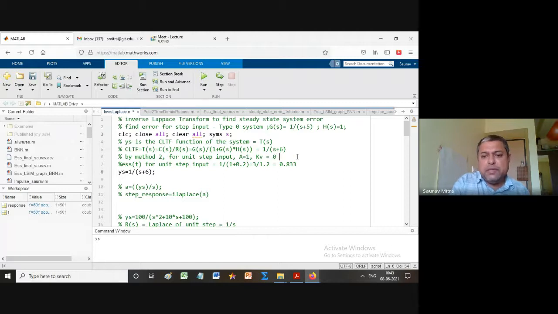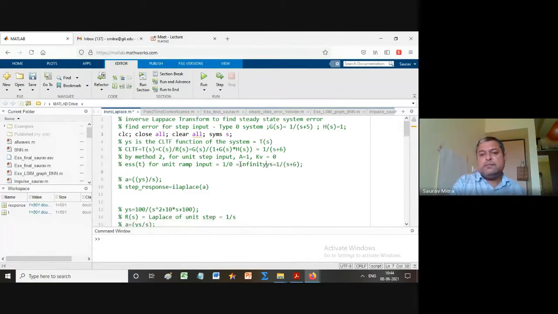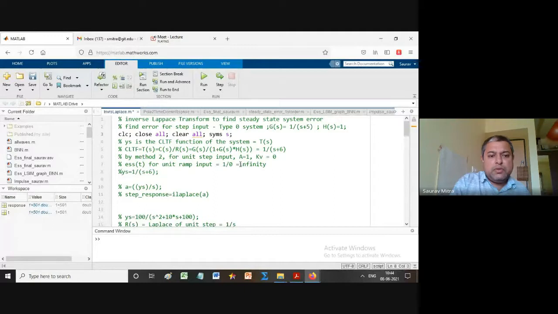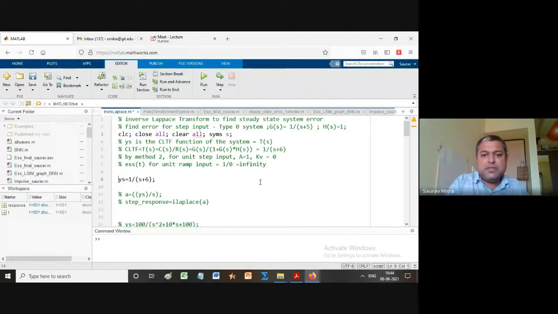If kv is equal to 0, at that time you will find that for unit ramp input, the steady state error ESST will be 1 divided by kv. As kv is equal to 0, it will be 1 by 0, which is nothing but infinity. So this is what we are supposed to do. Y(s) does not change, the only thing that changes is for unit ramp input, 1 by 0 becomes infinity. This infinity we have to prove now, and I have to show that the error is infinity.